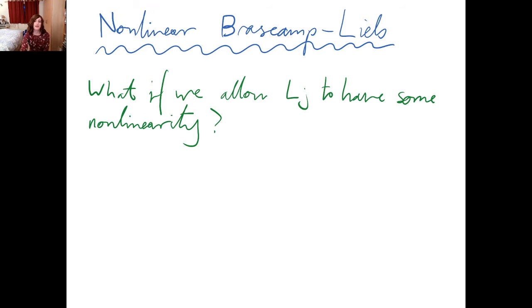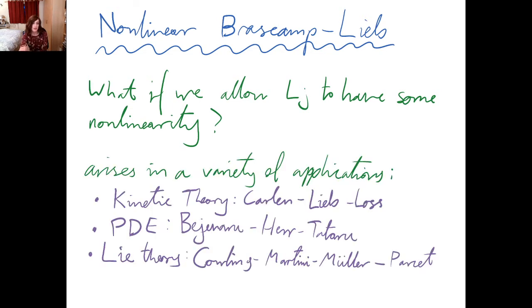So what if we allow L_j to have some nonlinearity? This is something that commonly crops up in lots of different situations. Carlen, Lieb and Loss stumbled across Brascamp-Lieb inequalities by looking at certain entropy-related quantities and seeing that this was actually a Loomis-Whitney type of functional, but where, rather than integrating over Euclidean space, you're integrating over a sphere.